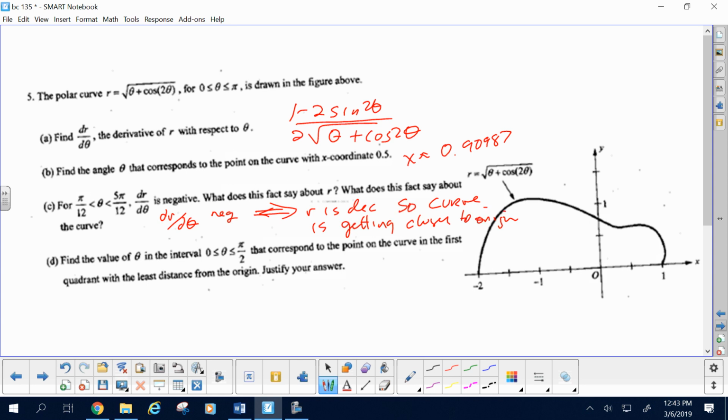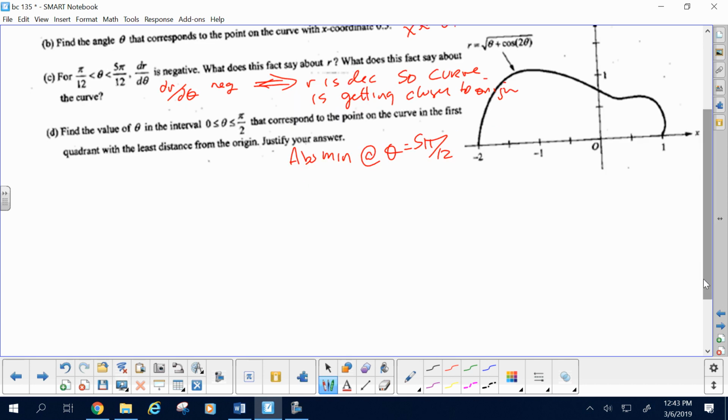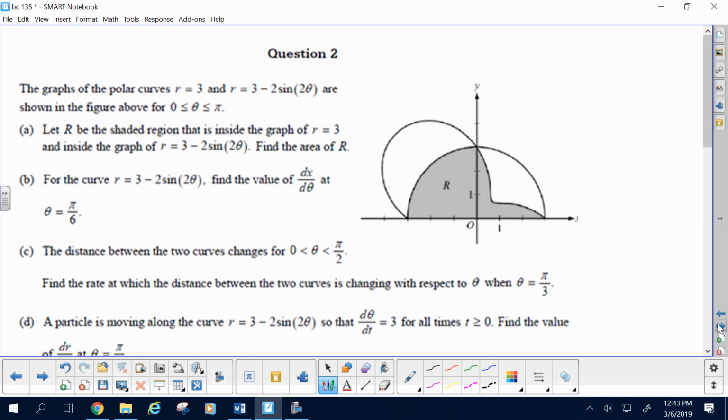D. I have the absolute min was at 5 pi over 12. I used the extreme value theorem. I looked at endpoints and critical numbers. I had 2 critical numbers. This was actually the free response in 2014. Polar happens about half the time; half the years you'll get a polar free response and half the time not. I'll show you last year's.